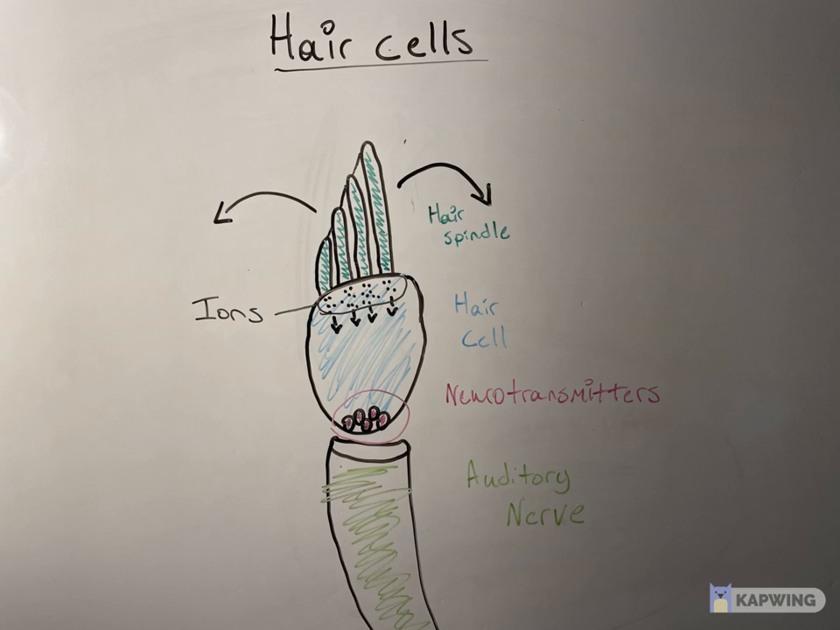And as the hair sways, the more it sways, the more ions are released into the hair cell. This is how the brain is able to tell how loud a sound is, as the more the hair spindle is pushed, the more ions are pushed into the hair cell.